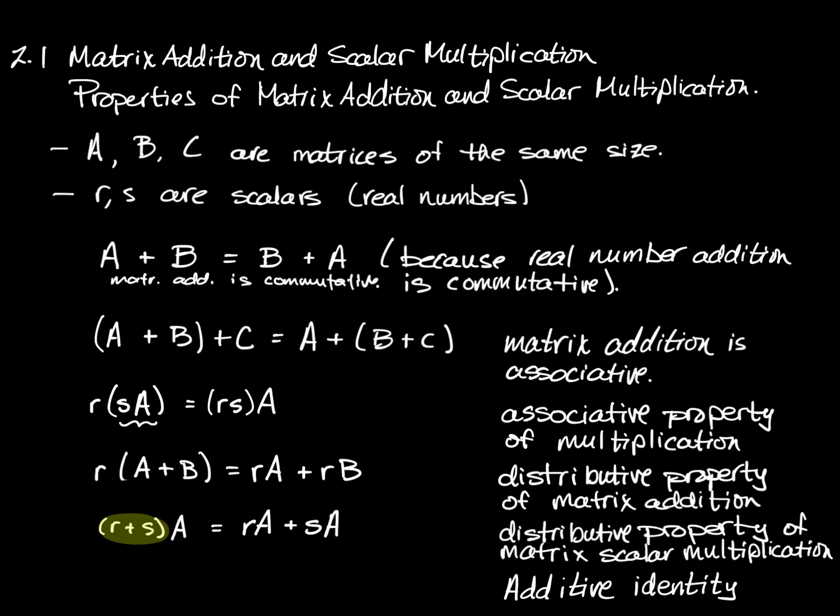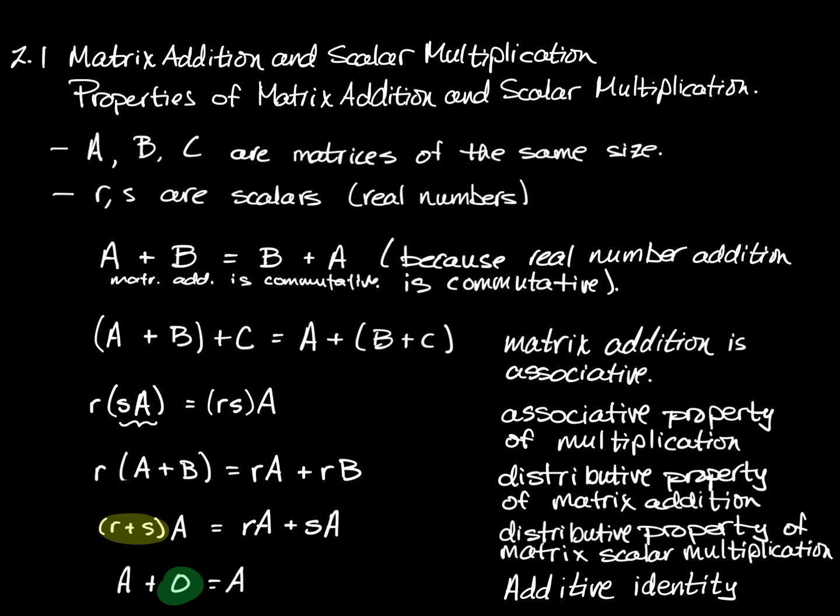Okay, the last one on the list of properties for now, these are just properties of matrix addition and properties of scalar multiplication of matrices. The last one for now is called the additive identity, and that looks like this. A plus 0 equals A. You might think that seems really obvious, but you have to consider that we're not talking about the number 0 here. This is not the number 0. This is the 0 matrix.